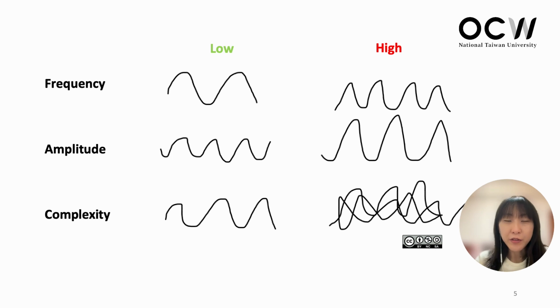This diagram shows the different qualities of the sound wave. Frequency refers to the perception of pitch. And amplitude is the perception of loudness. So a low amplitude will be a soft sound. Then complexity is the perception of timbre. So low complexity is a simple sound. And in a complex timbre, there will be a mix of different frequencies.